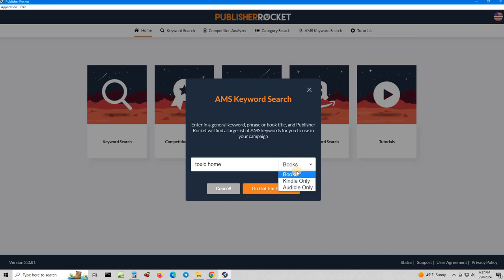So let's see. Now we can pick from these. These are all separate networks. You have the Audible, the Kindle, which is the ebook, and then physical books. Physical books pay the most. Audible is the easiest, and Kindle's the most dilute. Millions of Kindle ebooks come on the market every month, I think. So I always start with books.